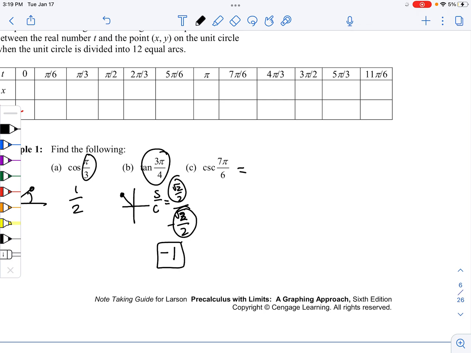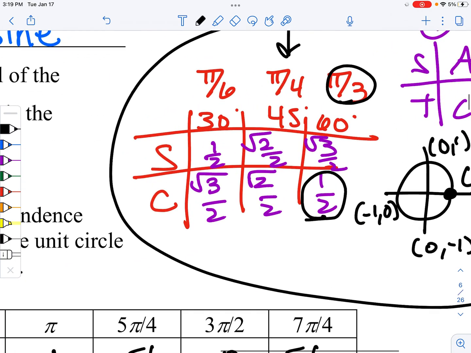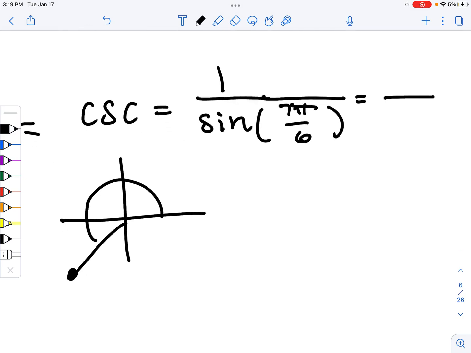And then cosecant of 7 pi over 6: we don't know it on our chart, but we do know that cosecant is equal to 1 over sine. So we can just take sine of 7 pi over 6 and find its reciprocal. So let's find sine of 7 pi over 6. Here's 7 pi over 6, right here in the third quadrant, which means sine of 7 pi over 6 is going to be the same as sine of a pi over 6 angle. And sine of pi over 6 is 1/2. In the third quadrant, it's negative. So 1 over negative 1/2 is its reciprocal, which is negative 2.